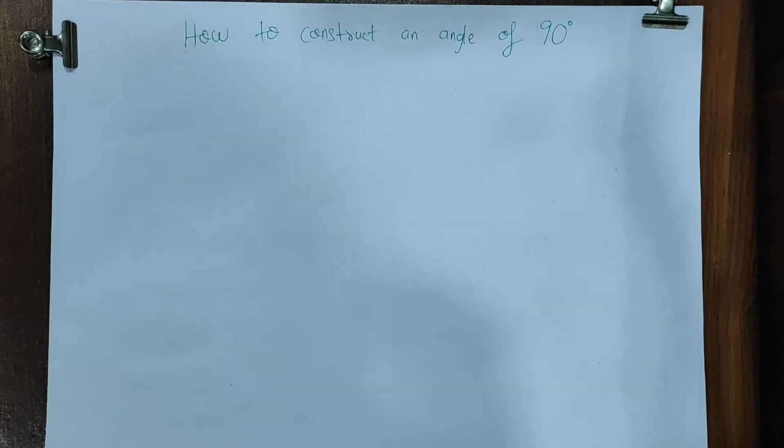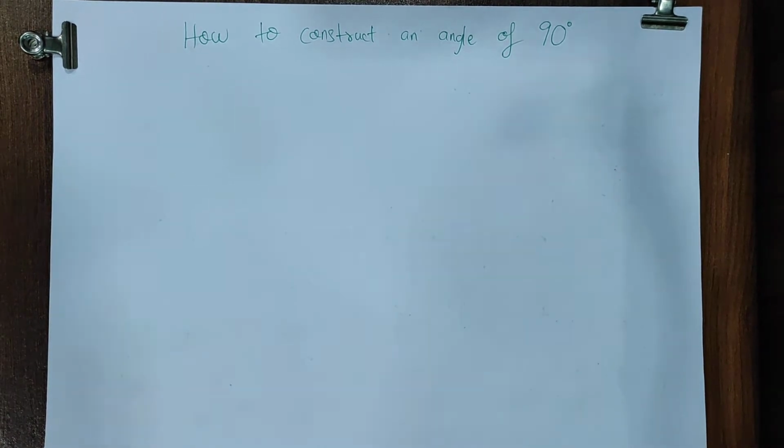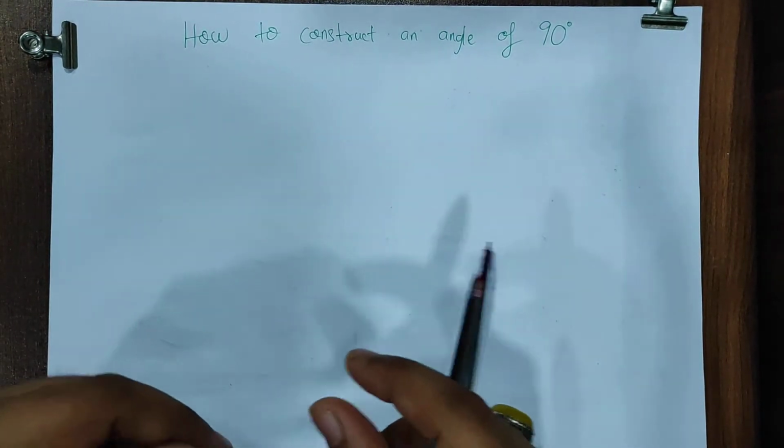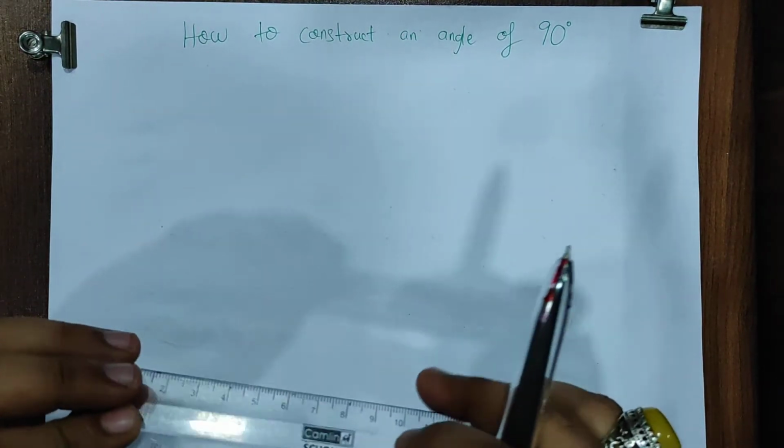Welcome students. This is the last part, and today we'll be learning how to construct an angle of 90 degrees. What will be the very first step to construct an angle of 90 degrees? The base. If you are drawing a triangle with a 90 degree angle, first is the base.